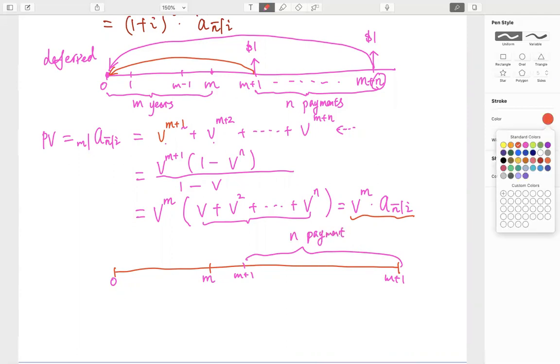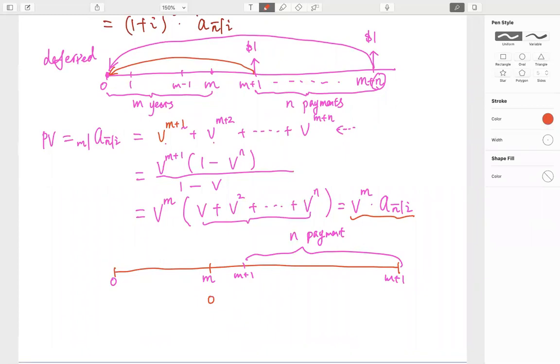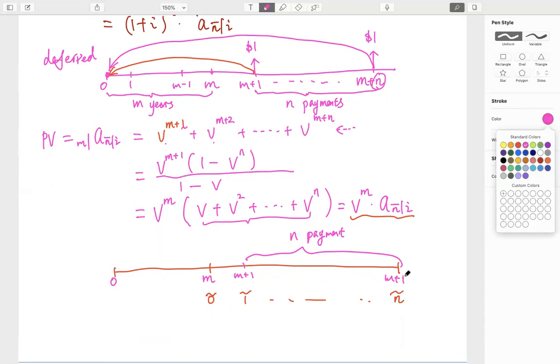Now let's do a magic change of timeline. So now I don't see this as m. I treat this as 0. So put something different, let's put tilde. Okay, and then this becomes 1 tilde, goes all the way to n tilde. Right? So in this new timeline, m in the original timeline becomes 0 in my new timeline, and m plus 1 obviously becomes 1. So finally, here m plus n becomes n tilde in my new timeline.